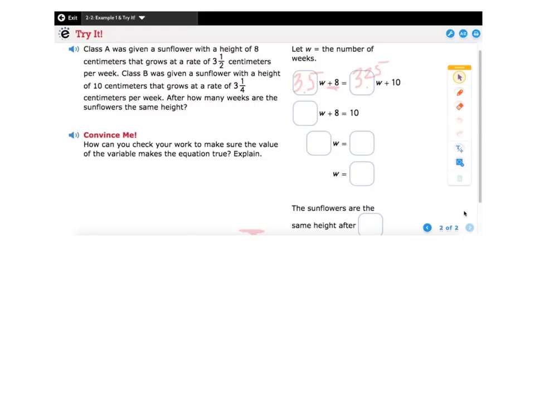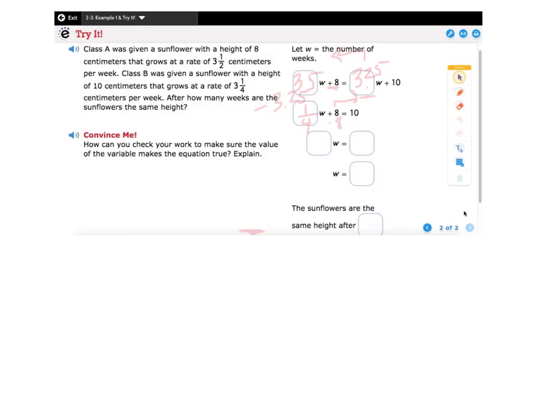We need to gather or collect our variables on one side. Here's my trick for you. Always move the smaller variable, right? In this case, that's the 3.25. So I want to move this variable over here. Opposite operations say subtract. So I'm going to subtract 3.25 from both sides. 3.5 minus 3.25, right? All I'm left with is really just 1/4, or 0.25.